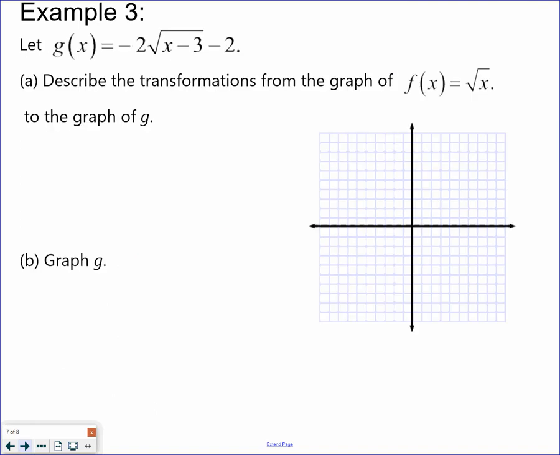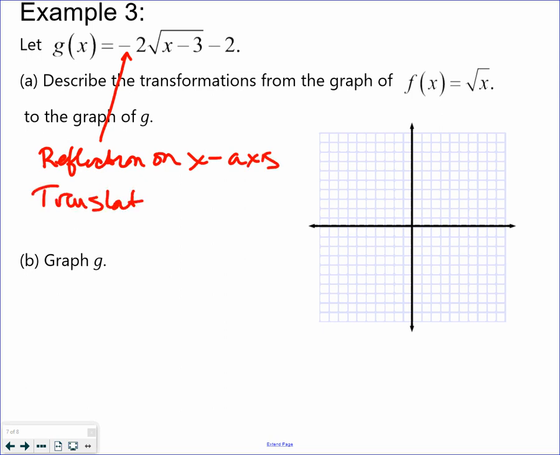I like to just describe it first. So what does each one of these do? The negative sign out in front, that's a reflection on the x-axis. The minus 3, that's a translation right 3. On the outside, a minus 2 is another translation, this time down 2. So I can actually describe without actually graphing it.